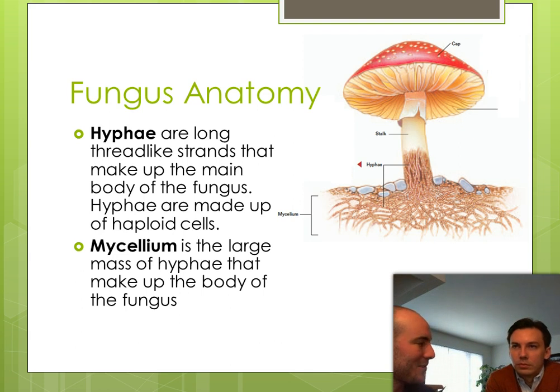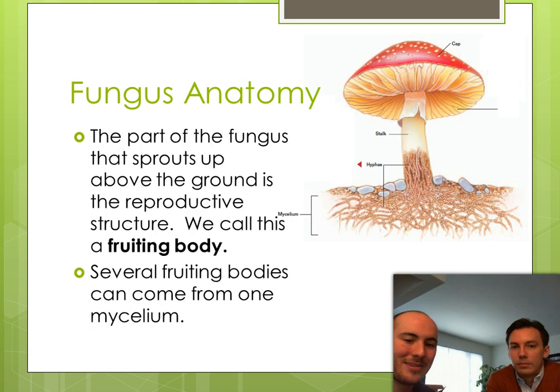So when you think of a fungus, what do you think of? Mushroom. You think of that actual structure, right? So what people don't realize is that's actually the reproductive structure of the fungus. The actual body is that mycelium part that's wrapped around whatever it's trying to break down. Now that part that we call the mushroom is called the fruiting body, and the fruiting body is the reproductive part. Several fruiting bodies can also come from one mycelium.